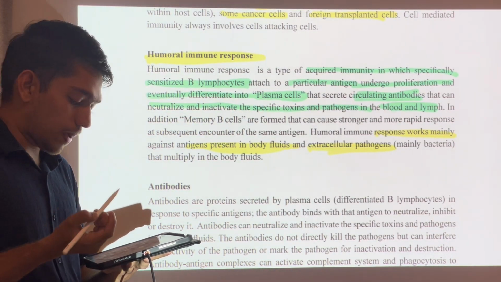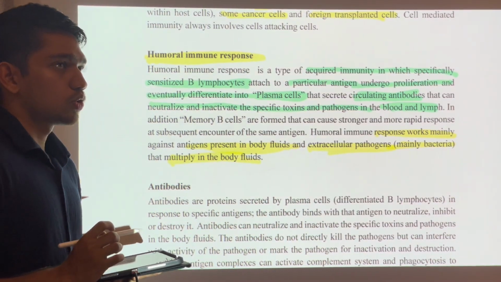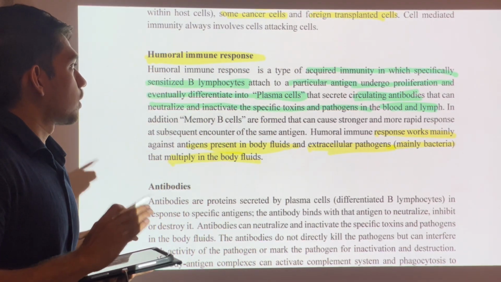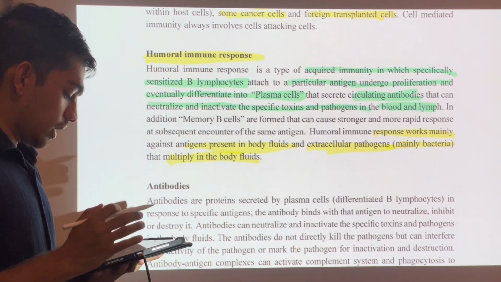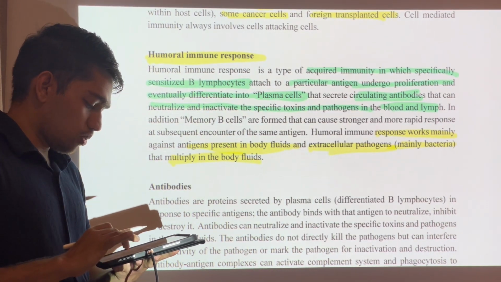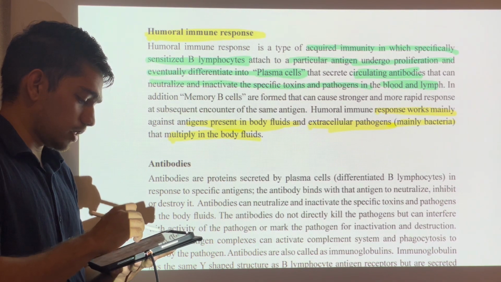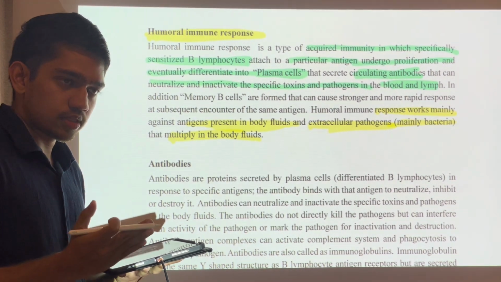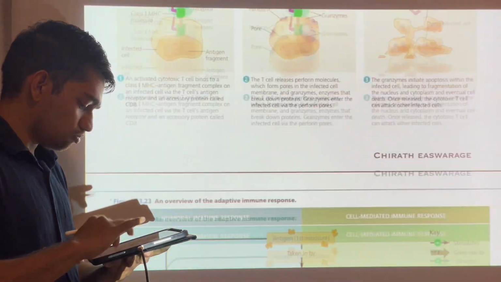So, extracellular pathogens, mainly bacteria, multiply in the body fluids. The weapon that this humoral response uses is called antibodies, right? How are these antibodies produced? The antibodies are produced by the active or effector form of your B cells, which we call plasma cells.